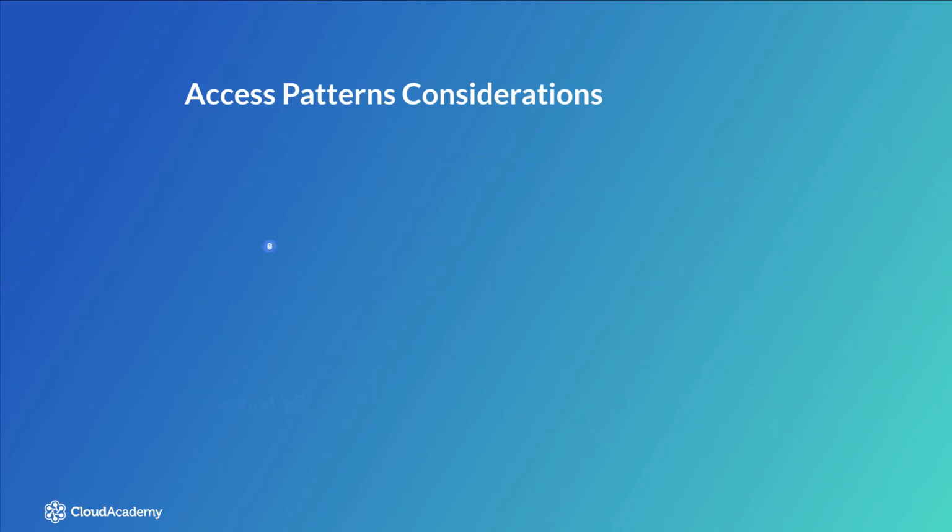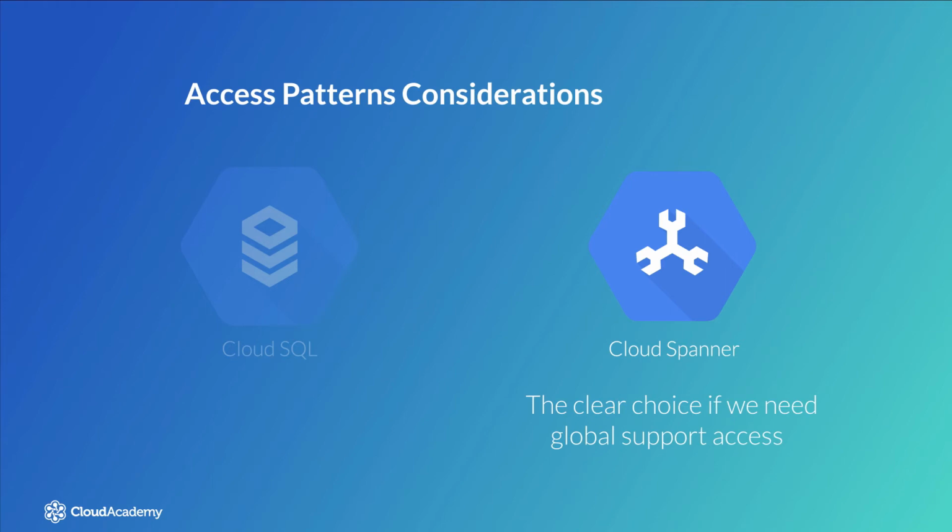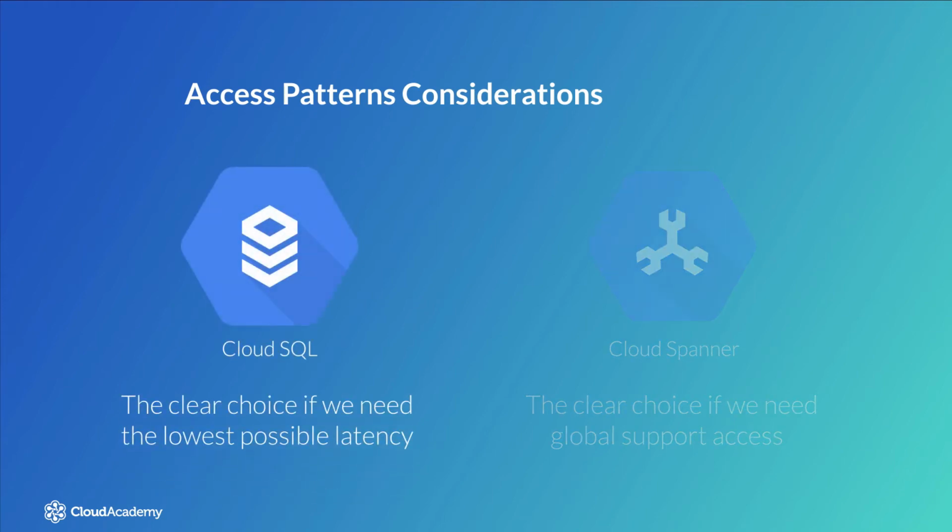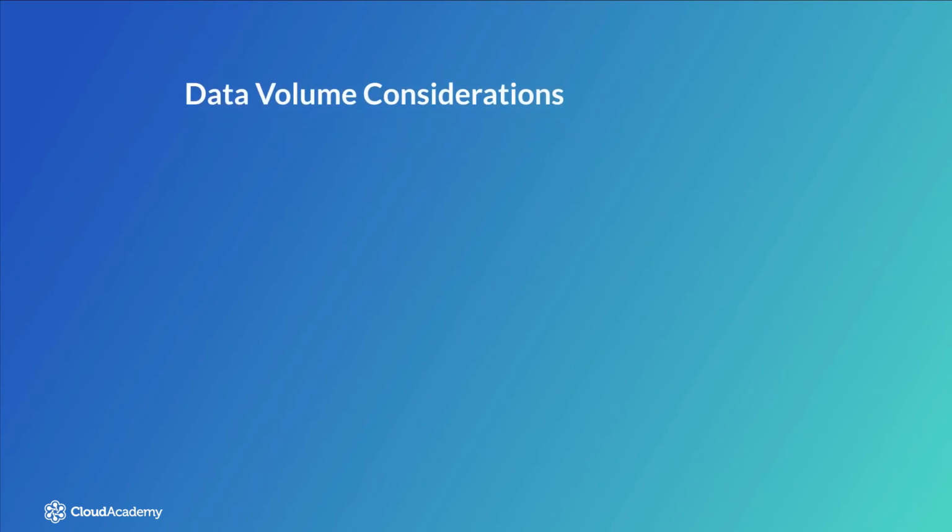So, for example, there's the case of Cloud SQL versus Cloud Spanner. The latter is a clear choice if we need global access, and the former is a clear choice if you want the lowest possible latency, particularly at the regional level. And then, the third consideration, data volume.